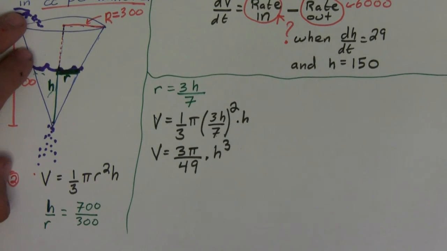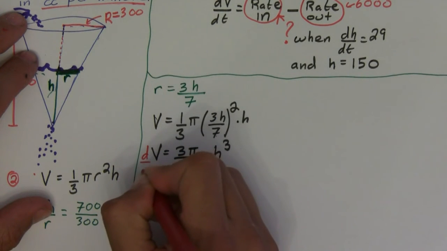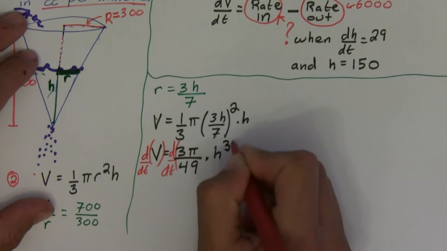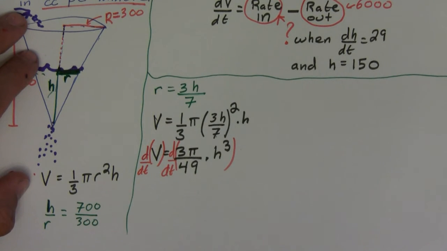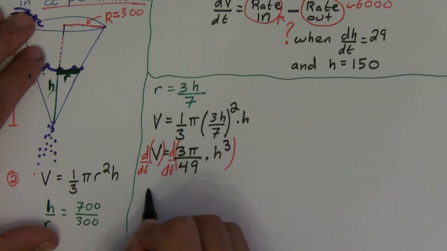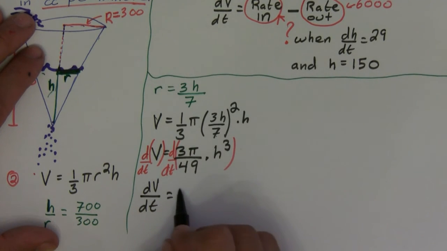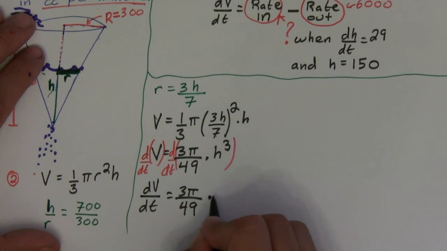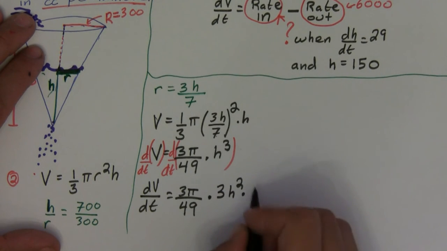Okay, now that I have this, I can get the derivative of both sides with respect to time. And so here on the left I have the derivative of the volume with respect to time, equal to 3 pi over 49. That's just a constant, so I'm just going to leave it out of the entire thing. The derivative of h cubed, I have to use the chain rule, so it would be 3h squared times the derivative of h with respect to time.